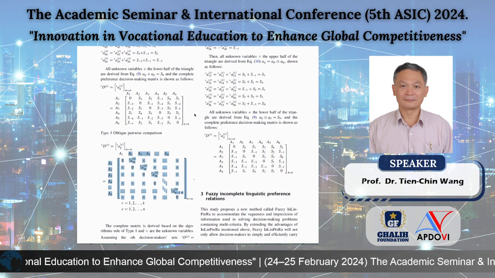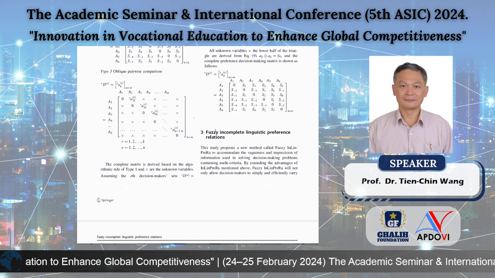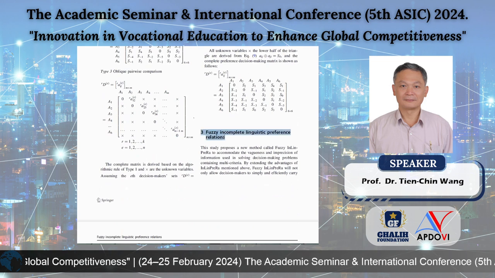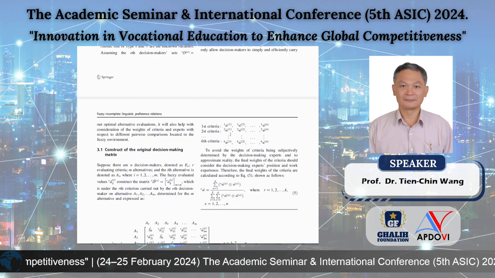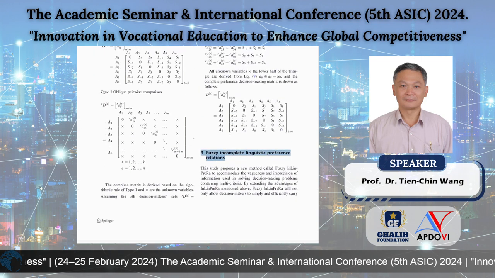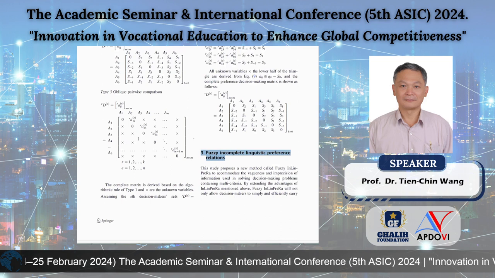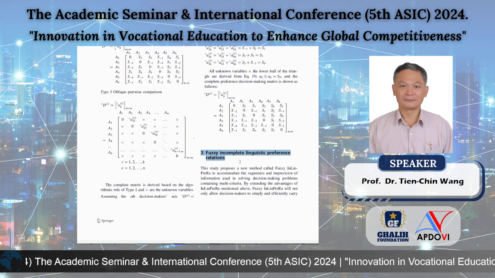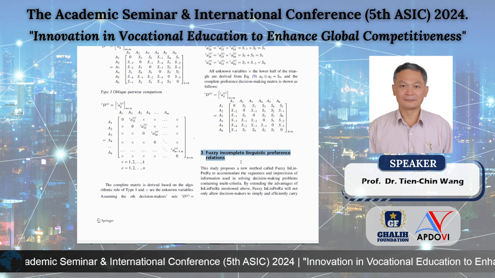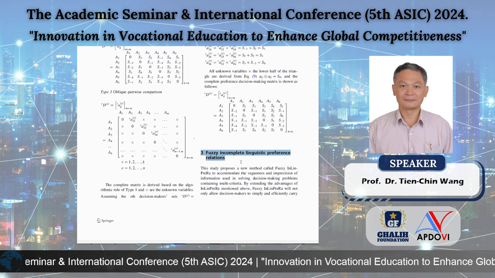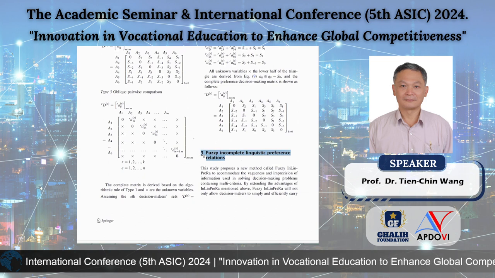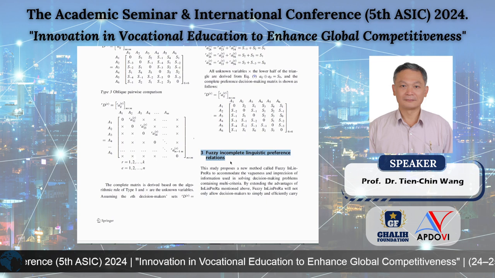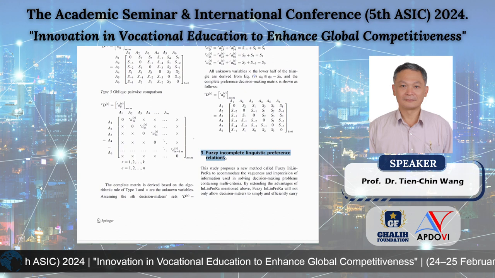So now this one is in the Imperial. And here is the new one, quasi, in the Imperial. So the third section, from here, is the new method. I need to emphasize that before section three, in the Imperial, there is no quasi concept. But from section three, quasi in complete linguistic preference relations, you need to know the quasi concept.